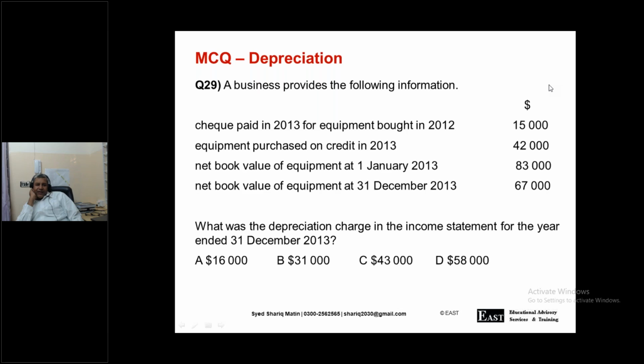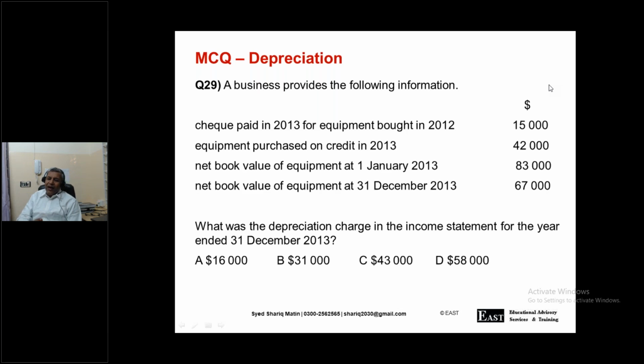We will write 15,000 because we have already purchased the equipment in the previous year and we have been using it. So 15,000 will not be added. We'll write 67,000 on the credit side. When we add 83,000 and 42,000, then we will subtract 67,000. So the answer is D, 58,000. Depreciation is 58,000. Thank you.